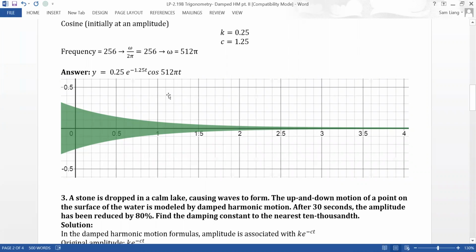And also it oscillates really frequently because omega is 512 pi. So the period is really short, right? It's 2 pi over 512 pi. But yeah, that's what the graph would look like, okay, if you have this scaling.